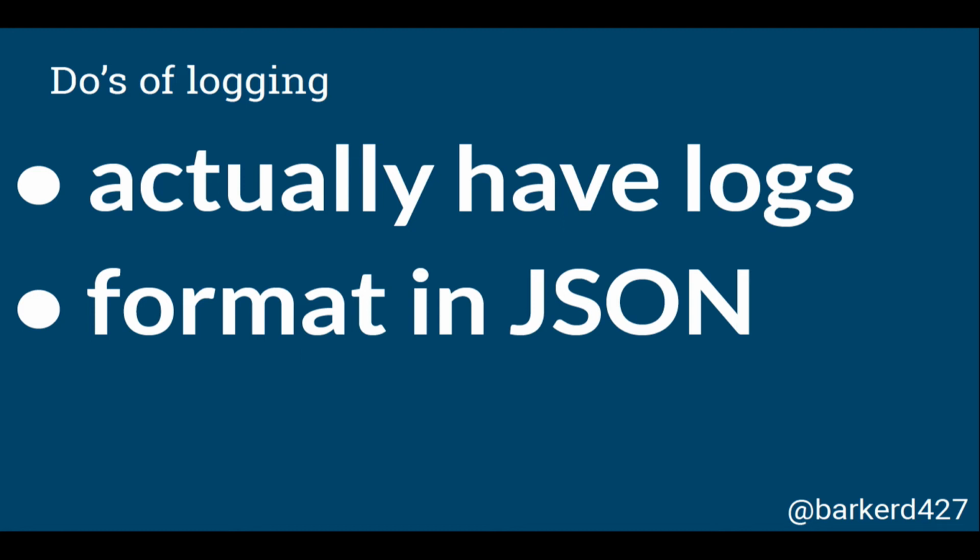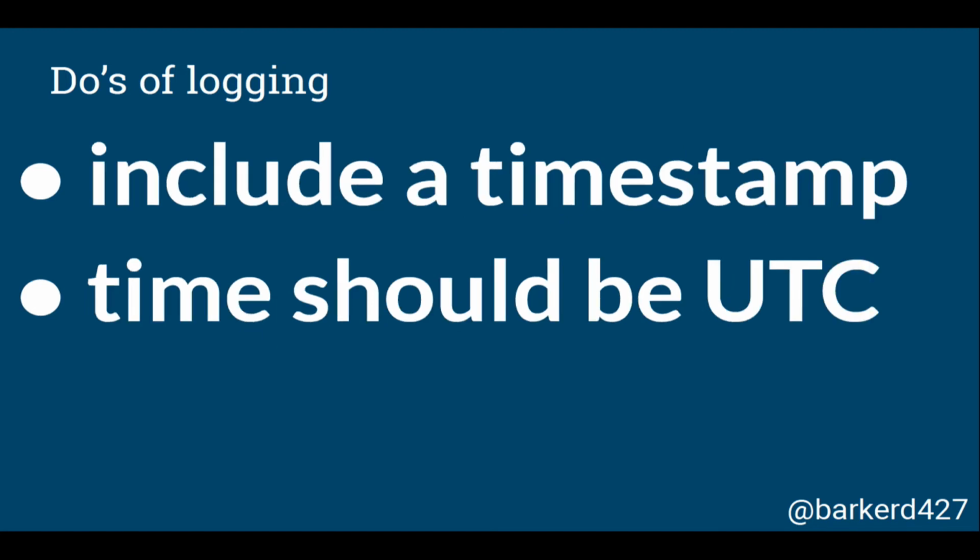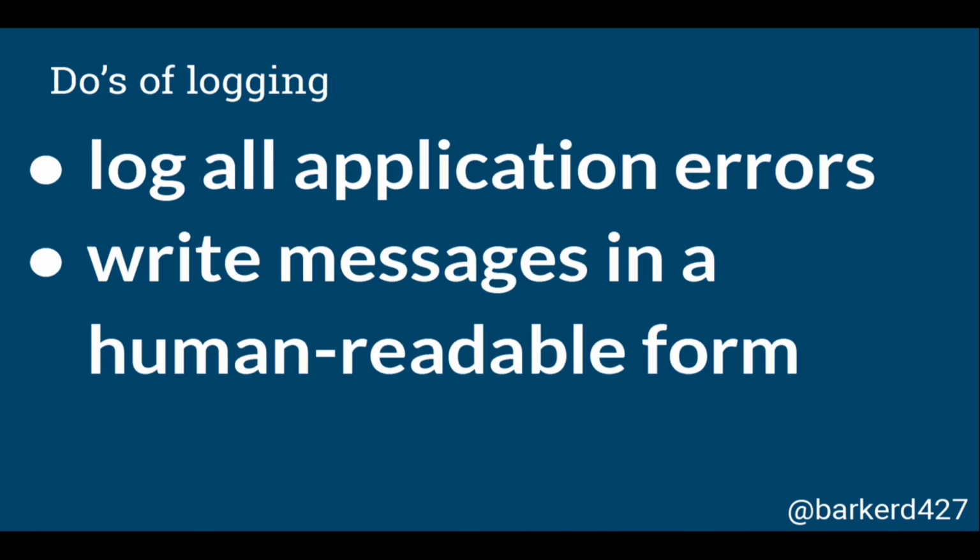So you should actually have logs, and those should be in JSON format so that computers can reasonably ingest them in a timely manner. There's a lot of data, so it does take some overhead. You should include a timestamp, and that time should be in UTC. Please, for the love of God, put it in UTC. Every single company I go to does it in their local time, and then you always have problems when you go to a new time zone, and that is disastrous.